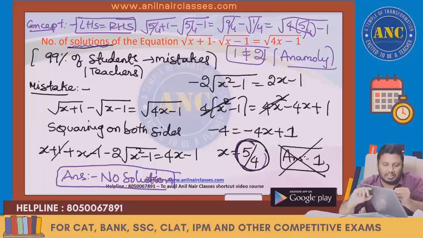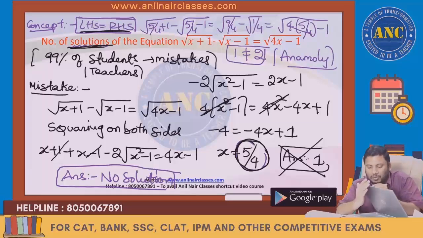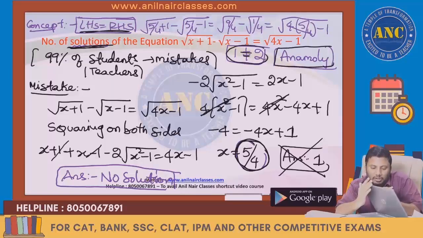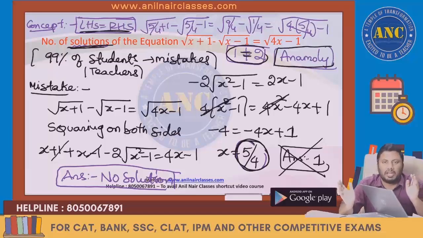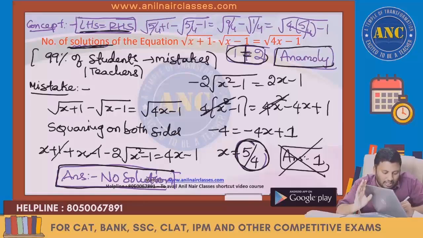He asked whether this is the solution. Solution means left hand side should be equivalent to right hand side. Just check it out. 5 by 4 plus 1, 5 by 4 minus 1, 3 by 2 minus 1 by 2, 1 equivalent to 4 into 5 by 4 minus 1, root of 5 minus 1, 1 equivalent to 2. Only Shakuntala Devi will tell 1 equivalent to 2, and even she will make a mistake in the penultimate step. 1 is not equivalent to 2. Answer is no solution. I hope you got an idea.